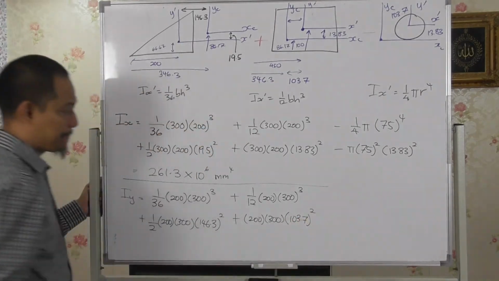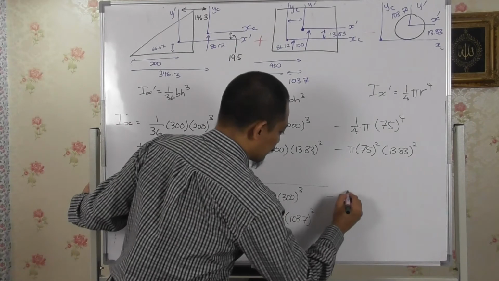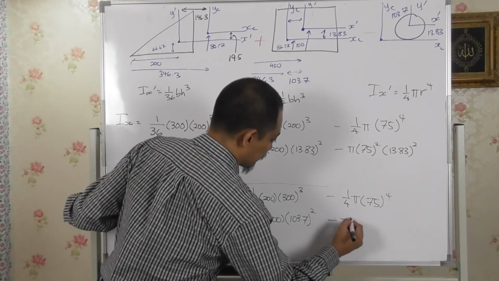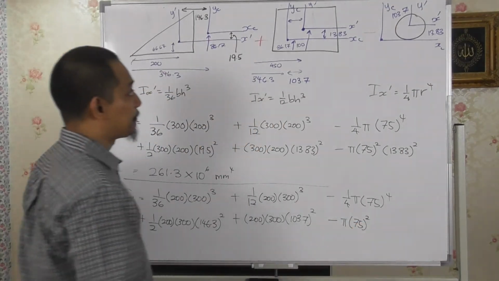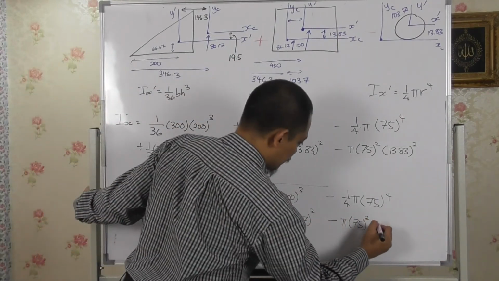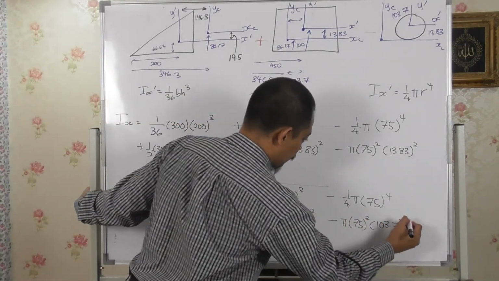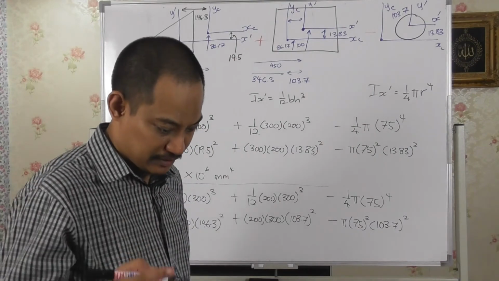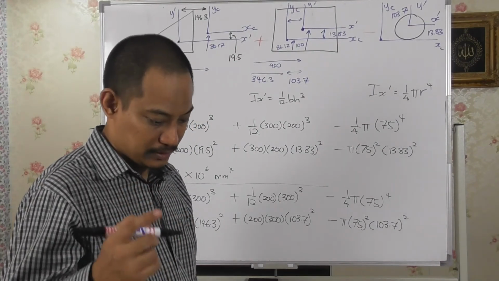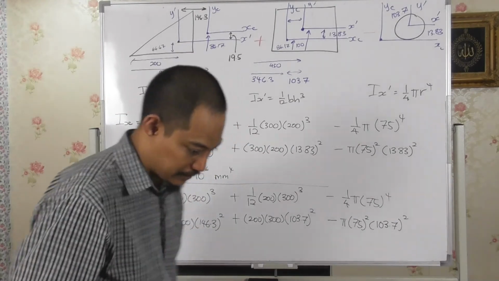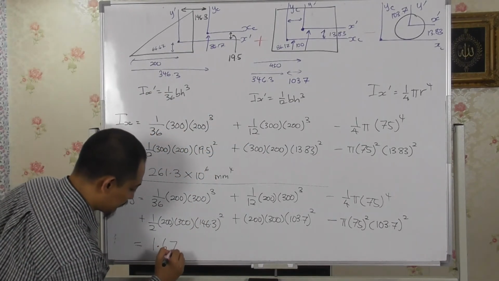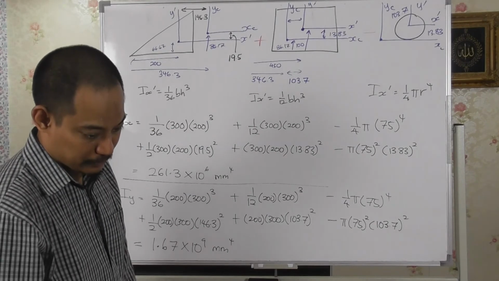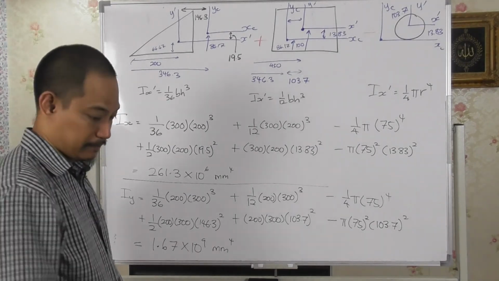103.7 square. And then minus for the circle, so minus 1 over 4 pi 75 to the power of 4, and then minus pi 75 square, that's the area. And then the distance is again the same, 103.7 square. So if you calculate this one, to verify the number also, you get 167,244,8223 millimeter to the power of 4, or if you simplify it, it becomes 1.67 times 10 to the power of 9 millimeter to the power of 4.